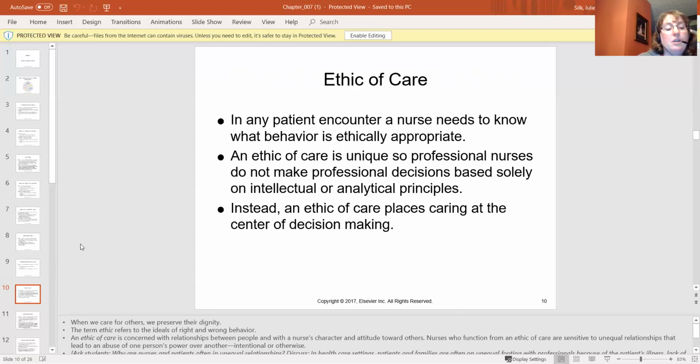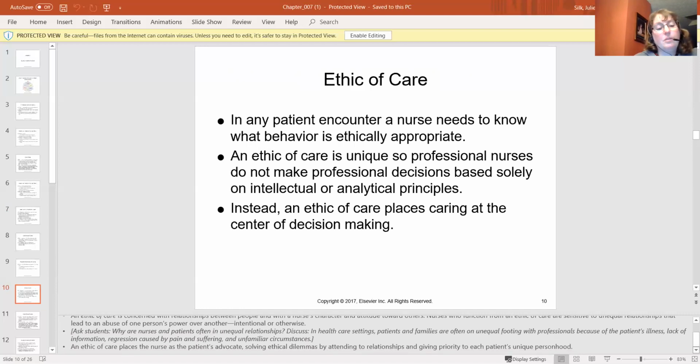The term ethic refers to the ideals of right and wrong behavior. An ethic of care is concerned with relationships between people and with the nurse's character and attitude towards others. Nurses who function from an ethic of care are sensitive to unequal relationships that lead to an abuse of one person's power over another, unintentional or otherwise.